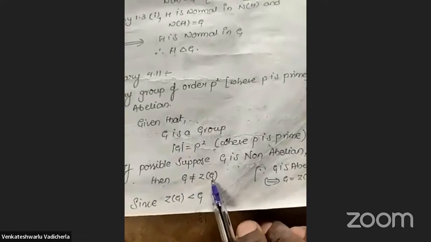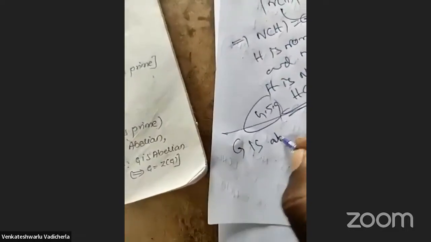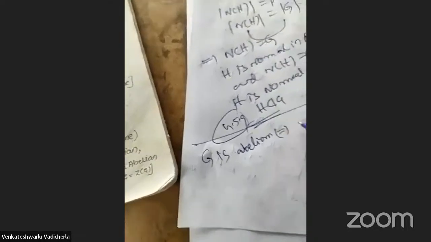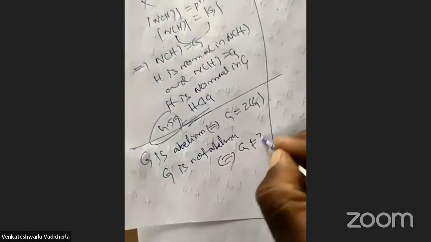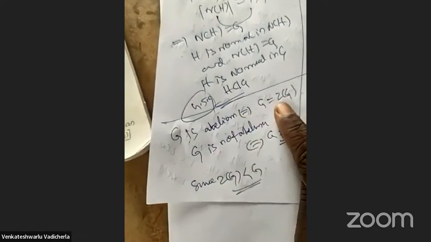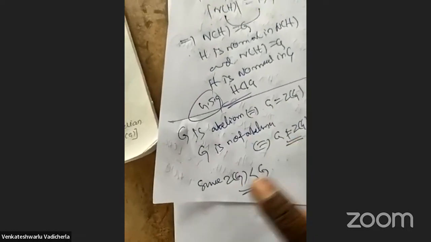If possible, suppose that G is a non-abelian group. Then G is not equal to Z of G. G is abelian if and only if G is equal to Z of G. So not abelian if and only if G is not equal to Z of G. Since Z of G is a subgroup of G, it is a proper subgroup.